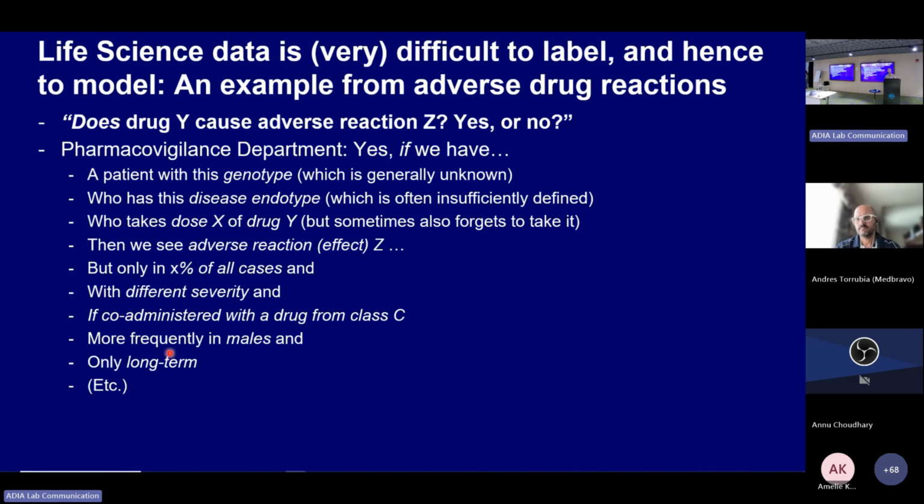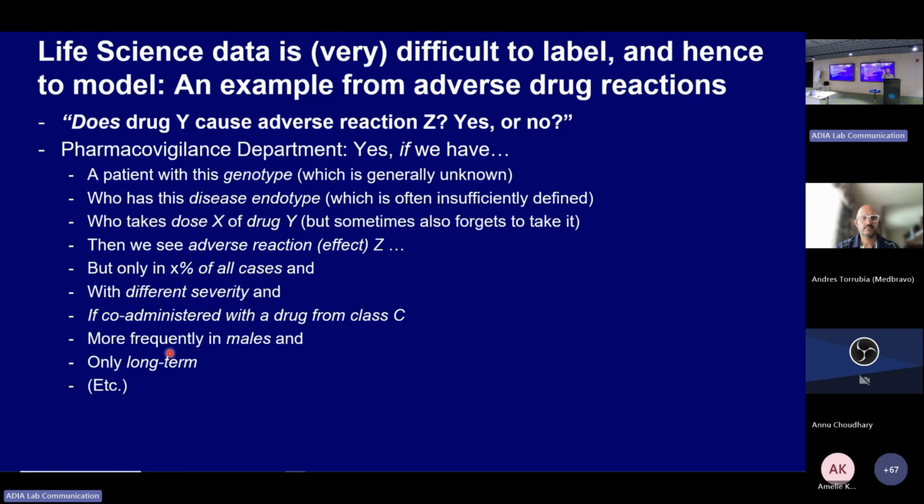Because in practice, that all depends, okay? Do I see a certain adverse drug reaction? Depends on the genotype of the patient. What's the disease endotype, right? In asthma, diabetes, and so on, there are different endotypes, subtypes of the disease. Then you take a certain dose of a drug. So effects are dose dependent, it's quantitative. Then we might see an adverse drug reaction, which comes in an arbitrary ontology, okay?